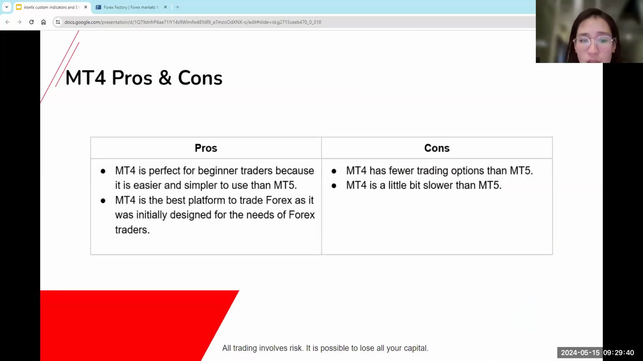Okay. So MT4 versus MT5, which is a better pick? Some pros and cons of MT4. Pros: MT4 is perfect for beginner traders because it's easier and simpler to use than MT5. And MT4 is the best platform to trade Forex, as it was initially designed for the needs of Forex traders. Some cons are that it has fewer trading options than MT5, and it's a little bit slower than MT5.